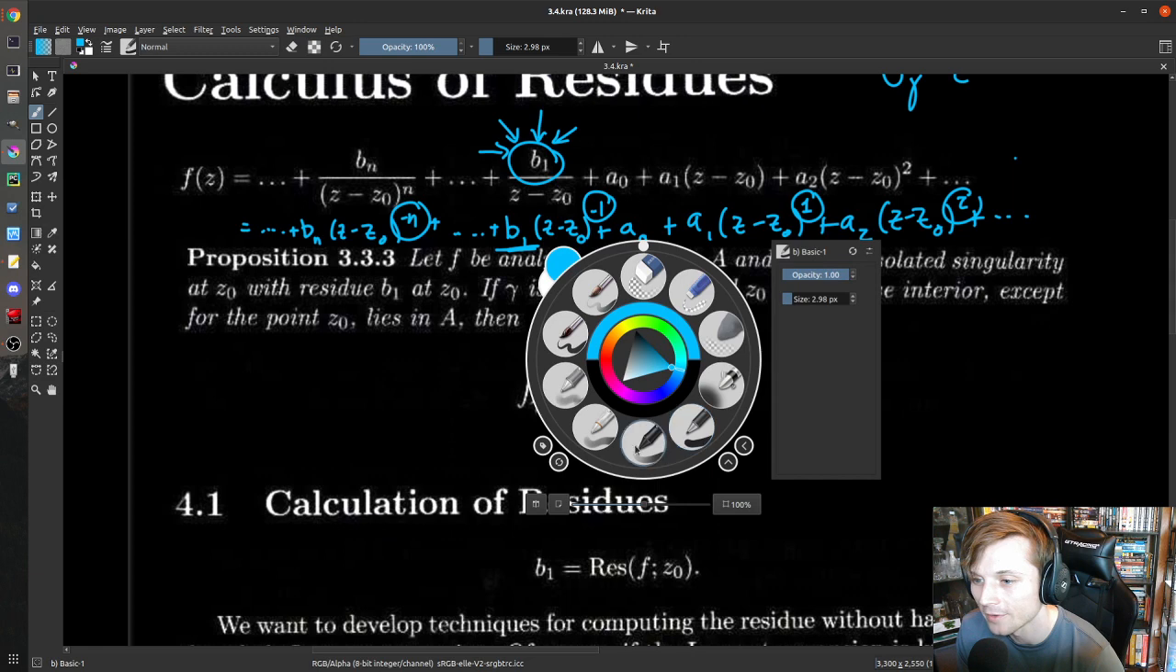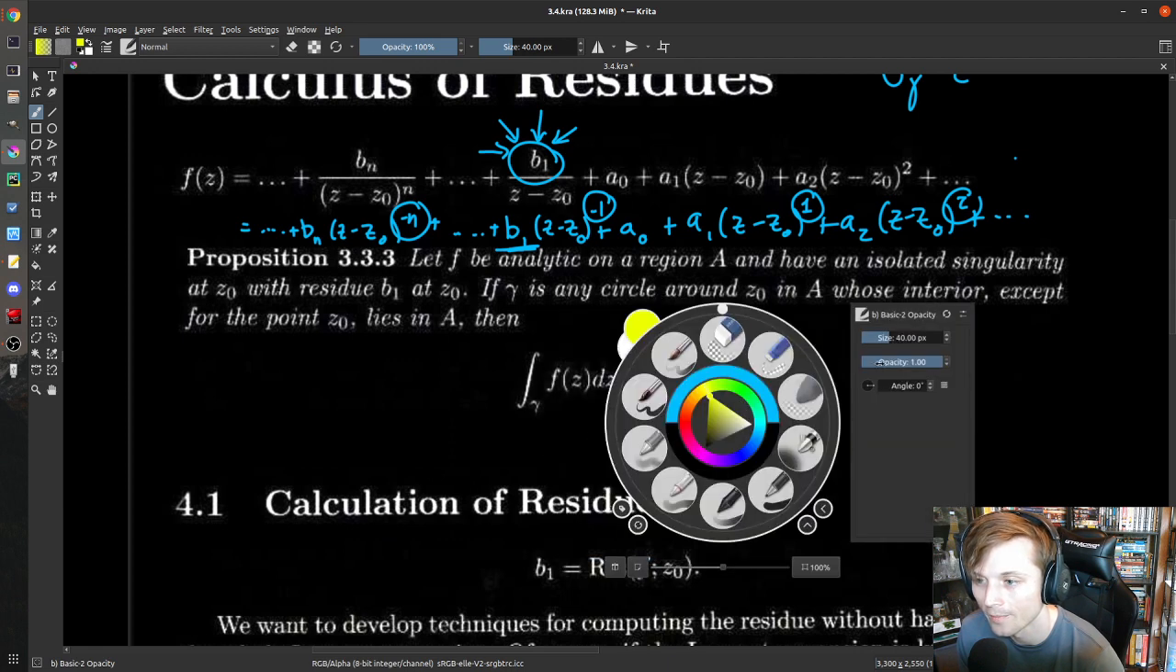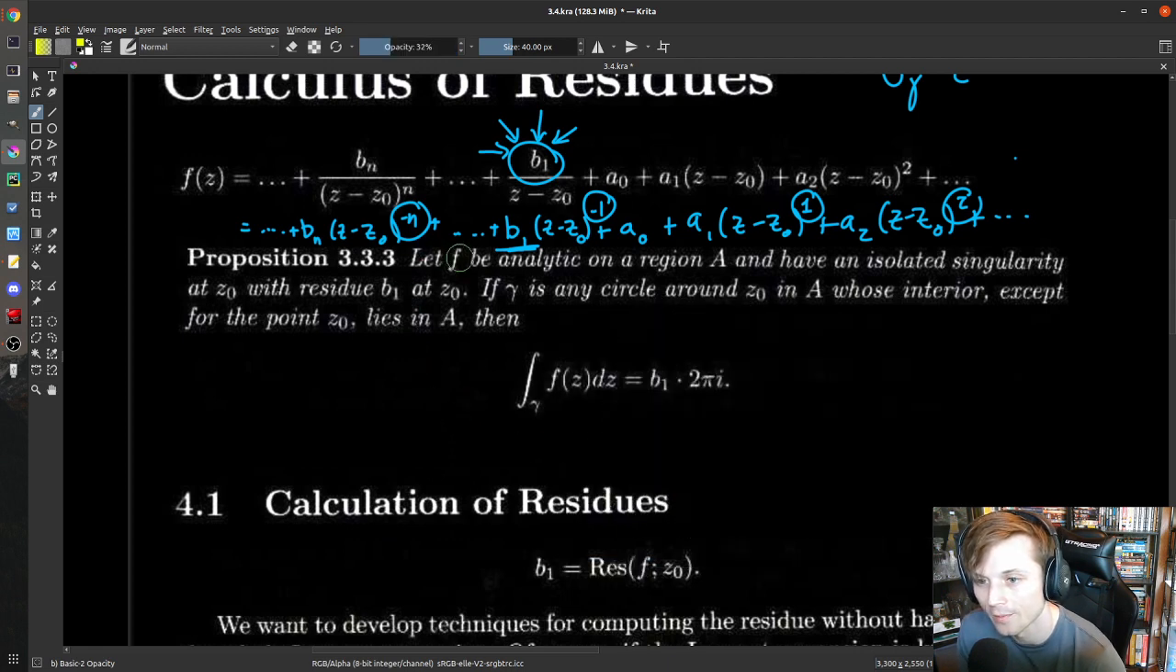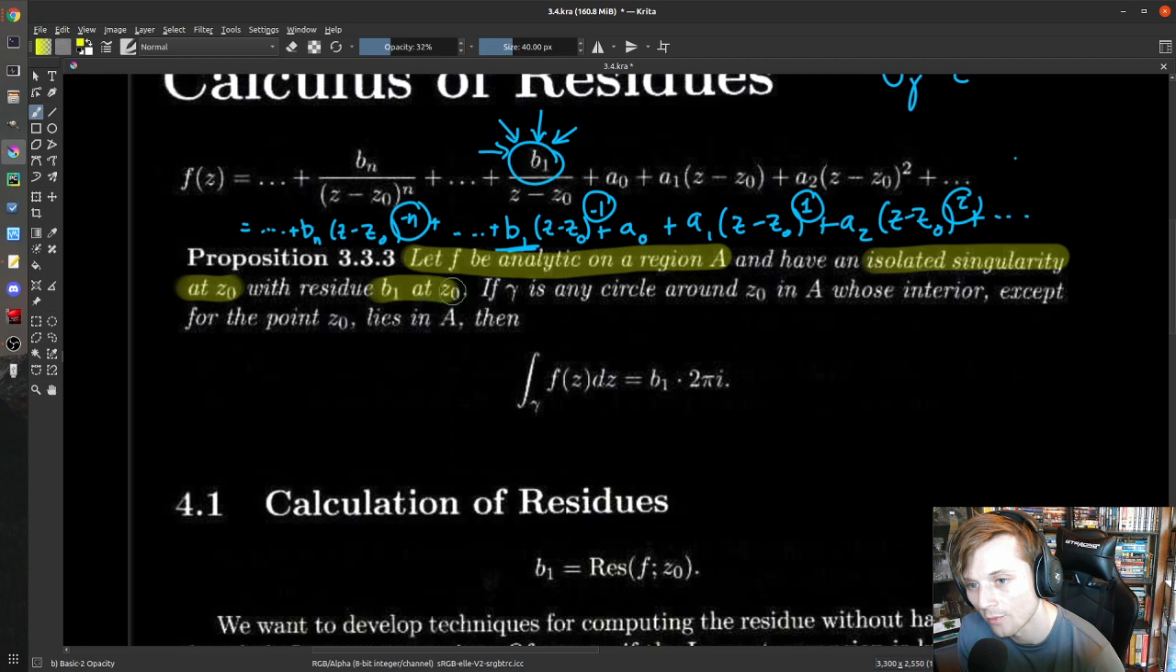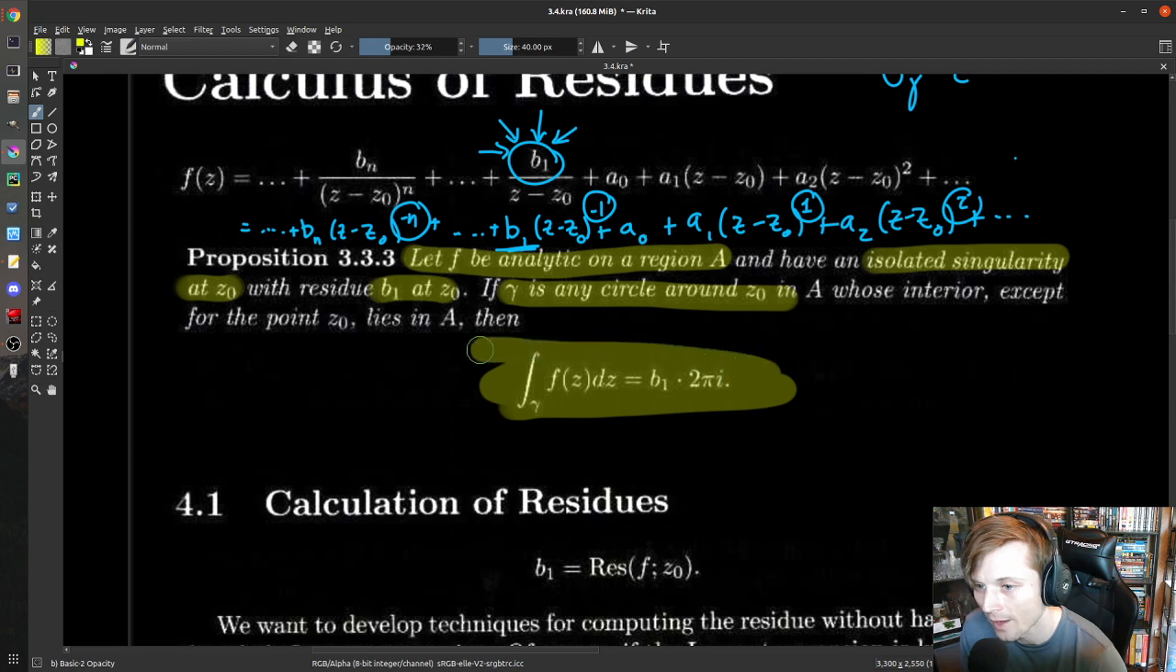In this proposition, which is very important because it's basically the Laurent series version of Cauchy's theorem, it says, let f be analytic on a region A and have an isolated singularity at z naught with residue b1 at z naught. If gamma is any circle around z naught in A whose interior, except for the point z naught, lies in A, then the contour integral of f about gamma is equal to the residue of f at z naught times 2 pi i.